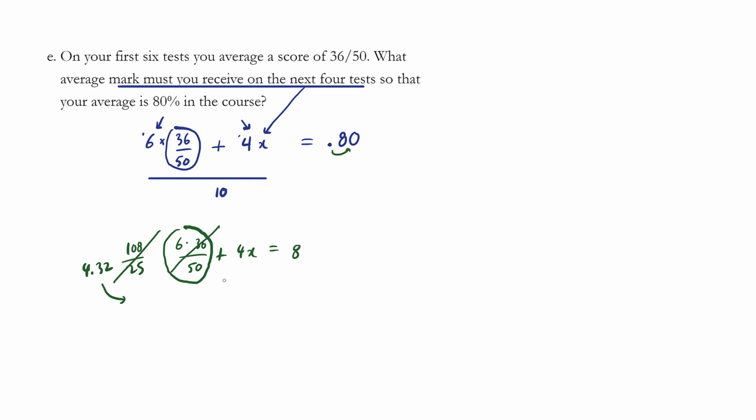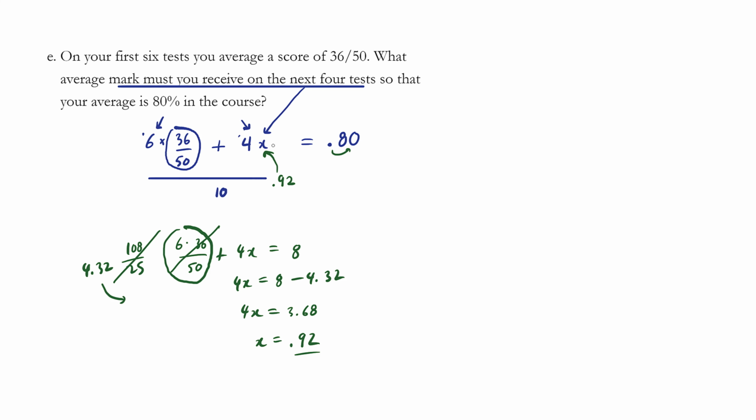Let's throw this number over the equal sign, and so we get 8 minus 4.32, and so we get 4x equals 3.68. We divide by 4. We get 0.92, which means that we need to score A pluses. We need 92%, and that is the mark we need 4 times in a row.